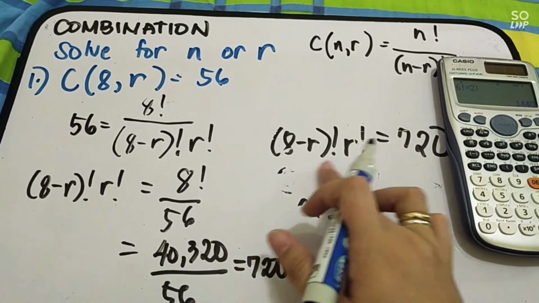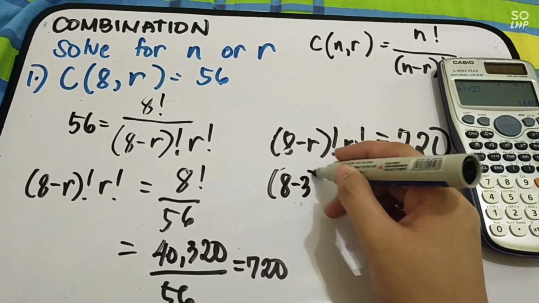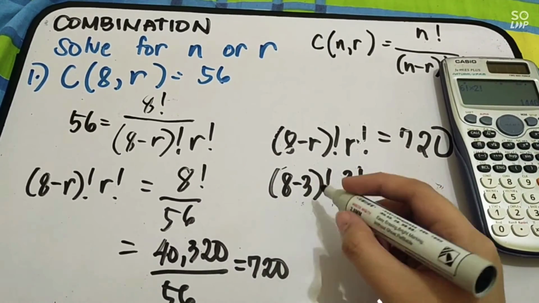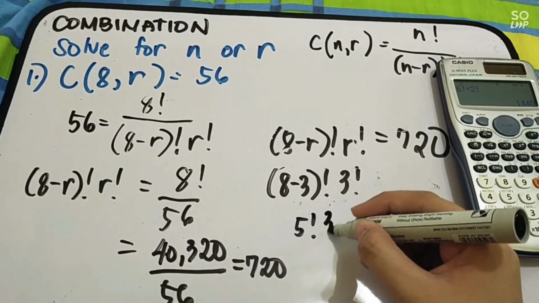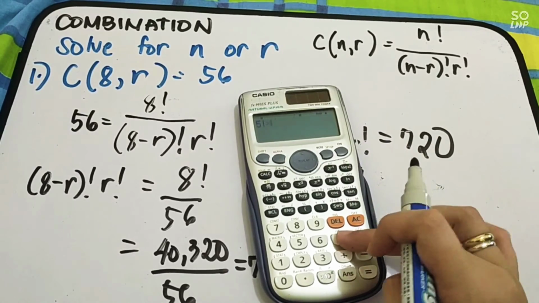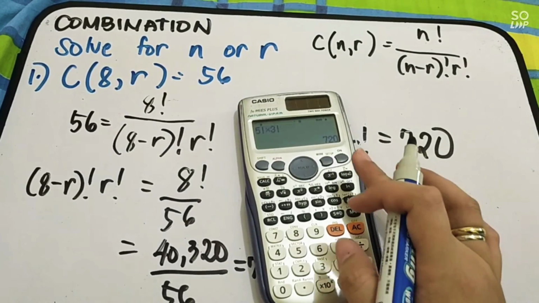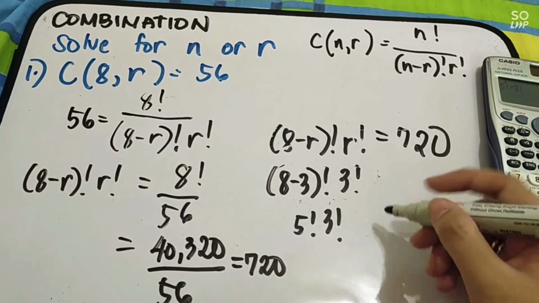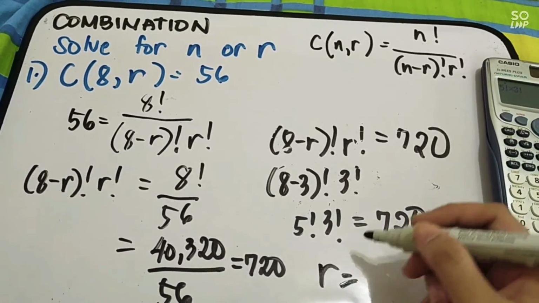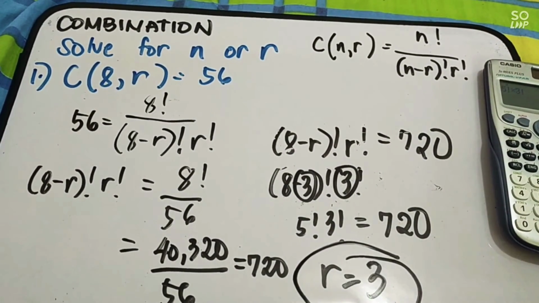What if, ang gamitin naman natin ay 3. 8 minus 3 factorial, then 3 factorial. So, trial and error pa rin, di ba? 8 minus 3, we have here 5 factorial, then we have 3 factorial. Let us try. We have 5 factorial multiplied by 3 factorial is equal to, ayun, tumama tayo. We have 720. So, this one is equal to 720. Now, what is your R? Your R here is 3. That is your answer. Is it clear?